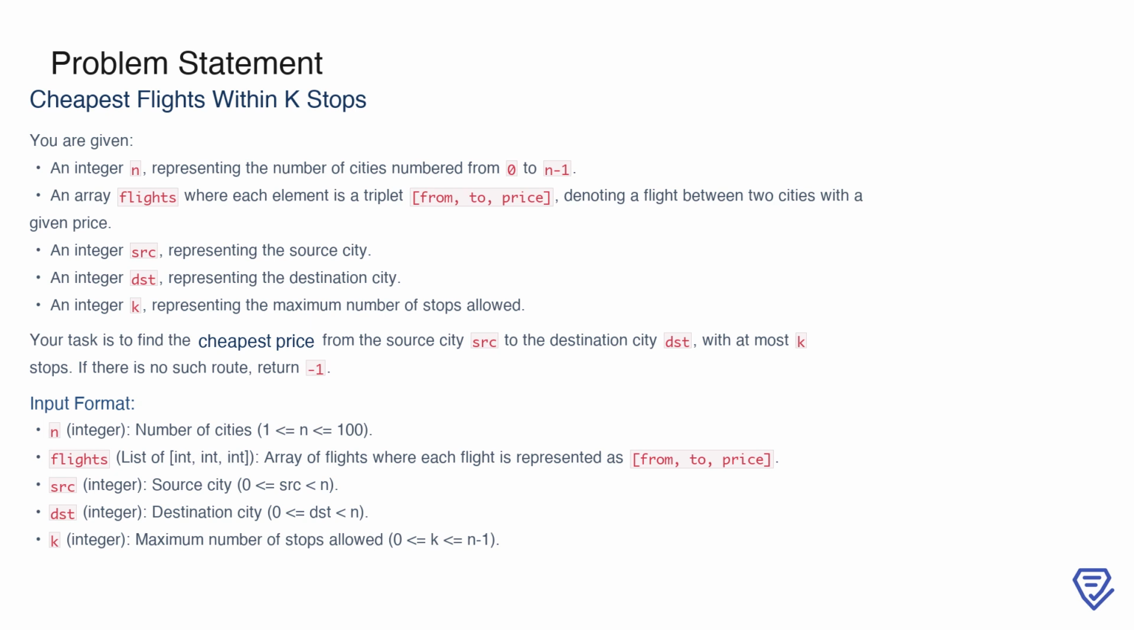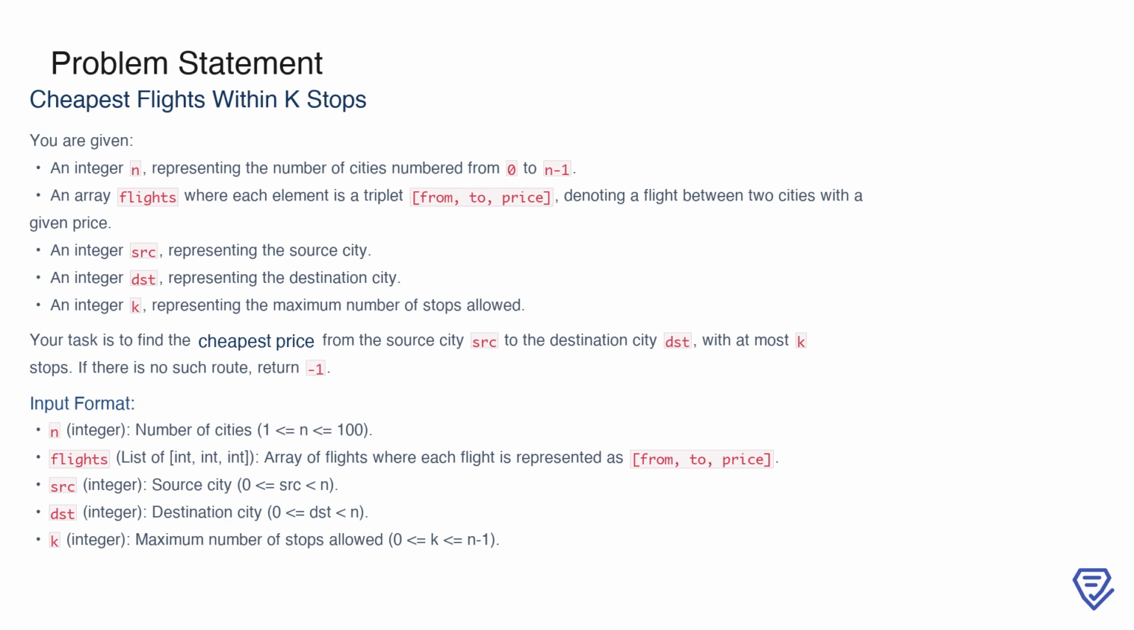The cities are represented by integers from 0 to n-1, where n is the total number of cities. The available flights are described in a list of triplets, where each triplet specifies the source city, the destination city, and the price of the flight. Alongside this, we are given the source city, the destination city, and the maximum number of stops allowed. The task is to determine the minimum cost to travel from the source city to the destination city, ensuring that the journey involves at most the specified number of stops. If it's not possible to make such a journey, the output should be -1.